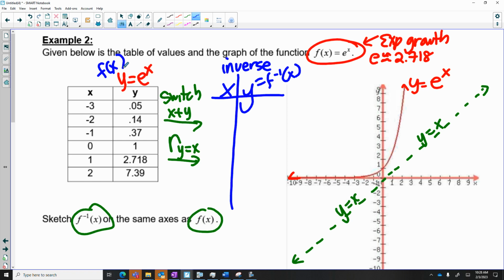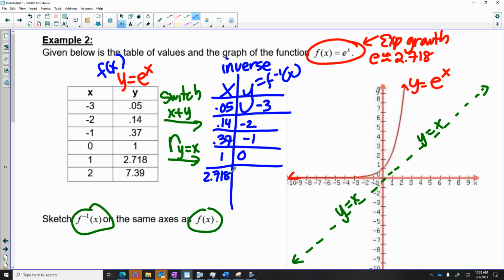So when we switch them, negative 3, 0.05 becomes 0.05, negative 3. Negative 2, 0.14 becomes 0.14, negative 2. Negative 1, 0.37 becomes 0.37, negative 1, etc. 0, 1 becomes 1, 0. 1 comma 2.718 becomes 2.718 comma 1. That's really the e. And then 2 comma 7.39 becomes 7.39 comma 2. So we're going to sketch this inverse here. I'm not really going to do all these points, but we're just going to kind of eyeball it.